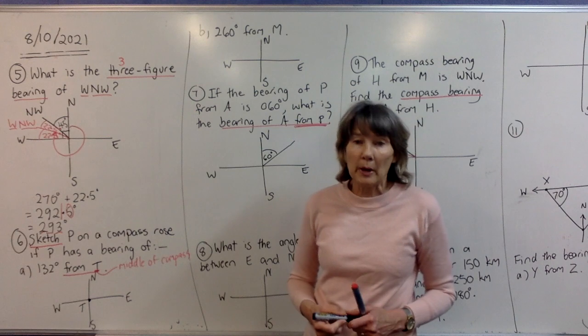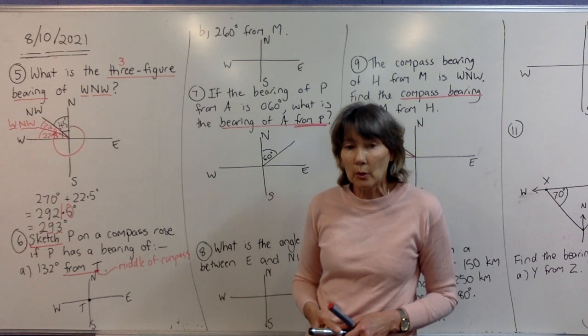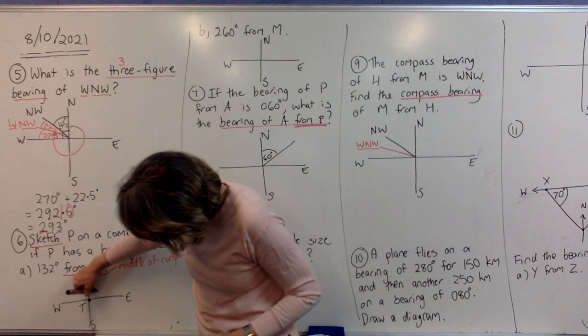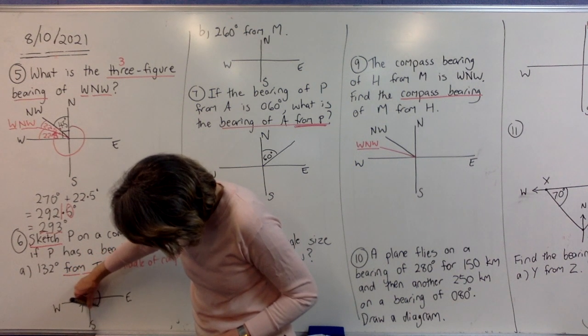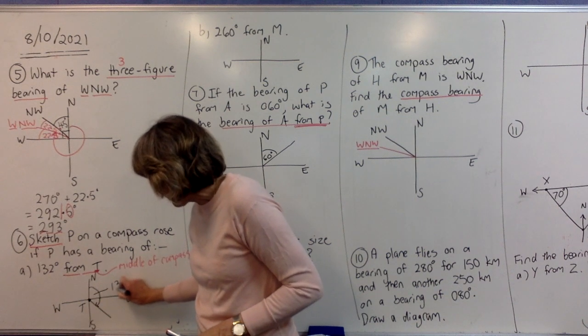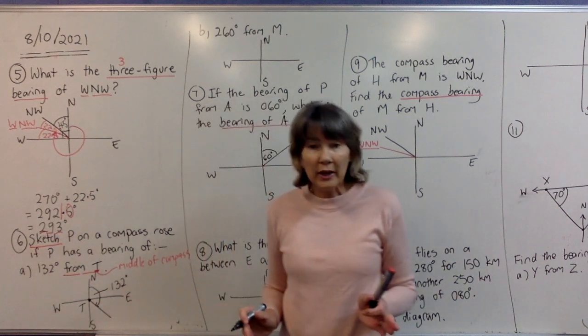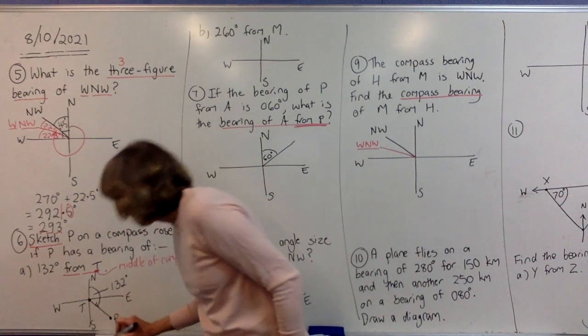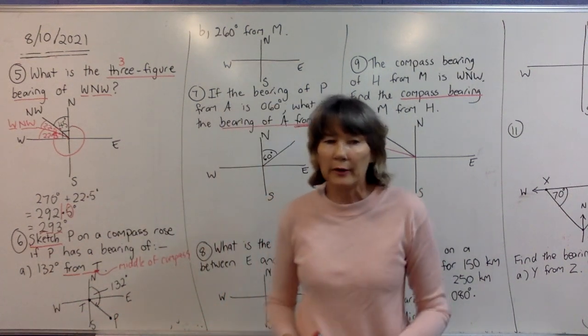Okay, now we're going to do our bearing. So we're starting at north, going clockwise through 132 degrees. So we go past the 90, and we'll be down in here somewhere. So that angle that we just marked is 132 degrees. And the other letter that they want you to do is P. That's on the other end of the line here. So that's all you have to do for your diagram.